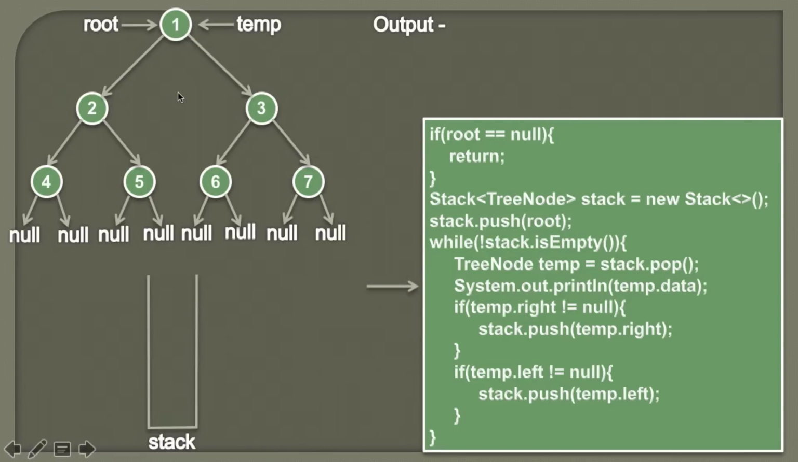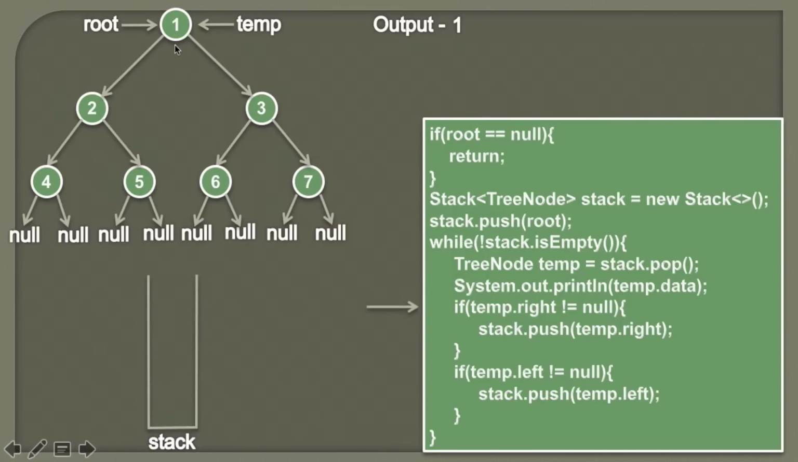So friends, in pre-order tree traversal, we first process a node, and then we process its left subtree, and then we process its right subtree. So in the first step, we'll simply print this node. So the output would be 1. Moving ahead.